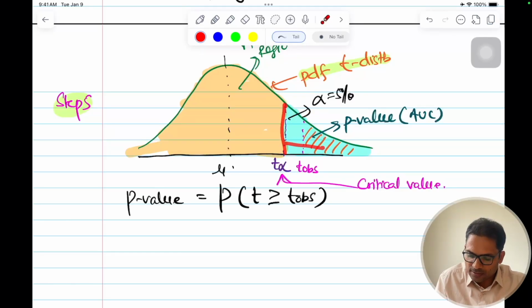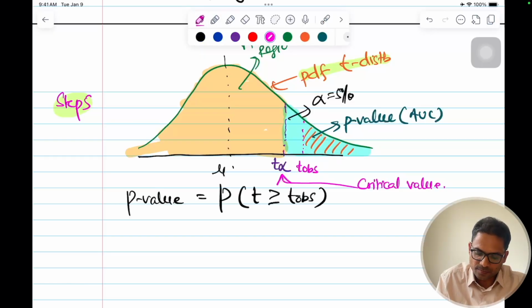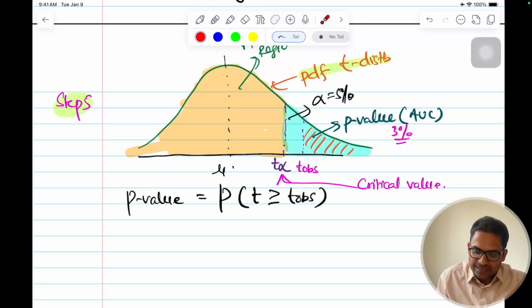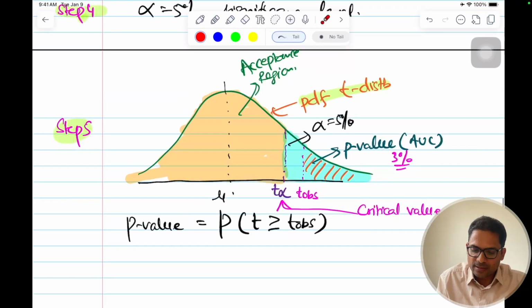But if t observed moves beyond this side, the area will go less than 5%. Say, for example, this is only 3%. My p-value is only 3%. So this is less than your t alpha, less than the critical value. I'm willing to accept something till 95%, but if it goes beyond this, I'm not going to accept it.